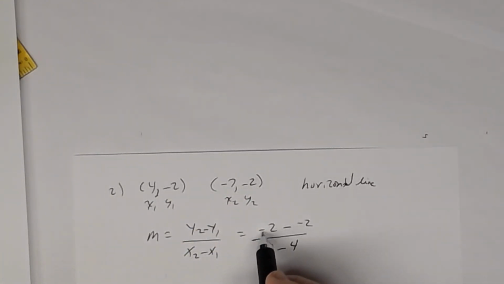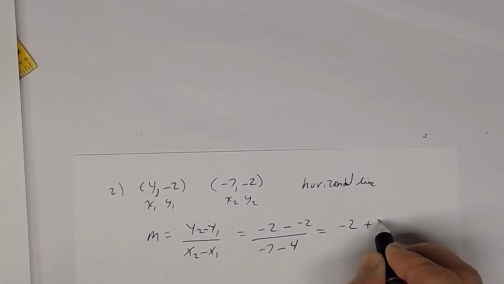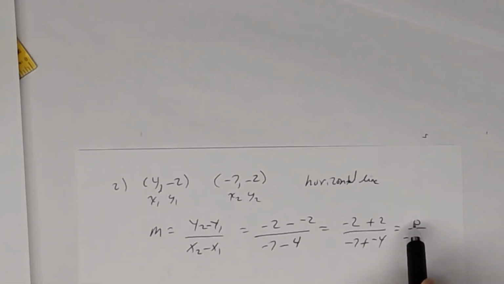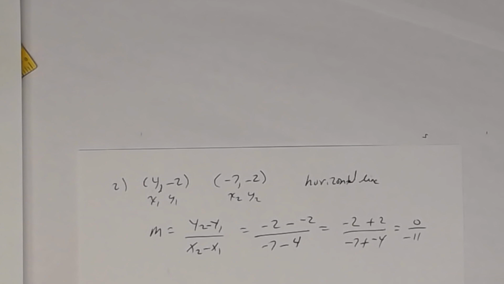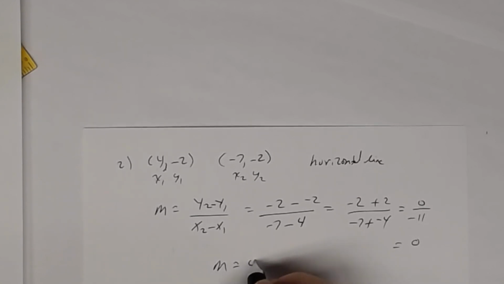Well, -2 subtract -2 means -2 plus the opposite of -2, so that's +2. -7 subtract 4 means -7 plus the opposite of 4, which is -4. Well, -2 and 2 is 0, and -7 plus 4 is -11. Remember, I can have 0 in the numerator. I just cannot have 0 in the denominator. In fact, 0 divided by -11 is 0. So that means that the slope equals 0.